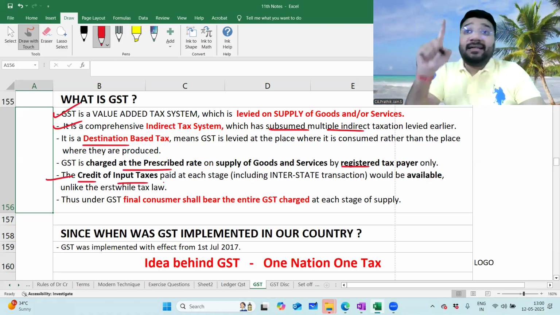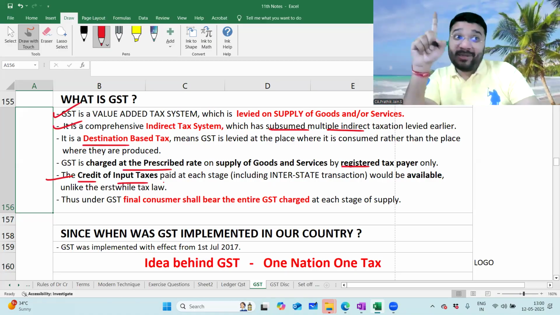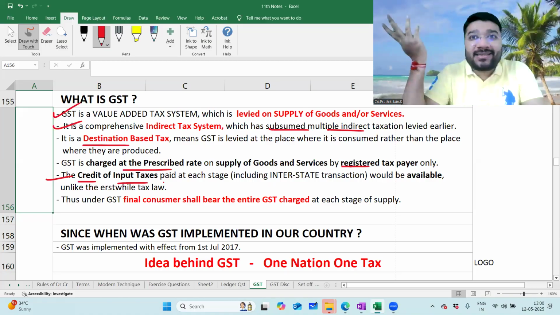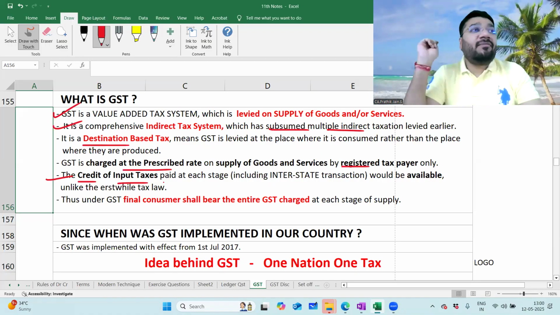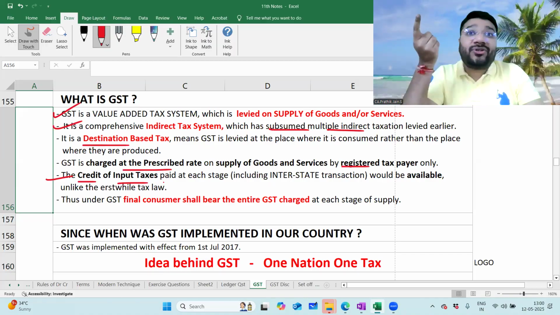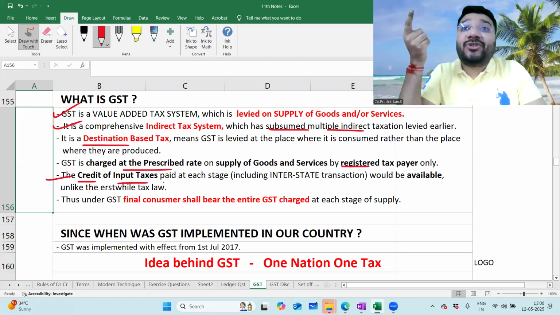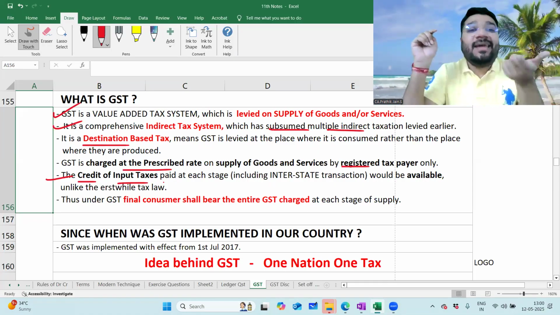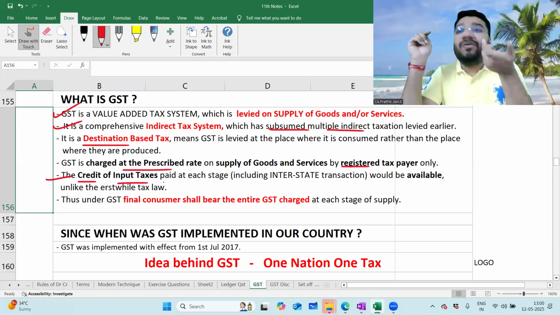The tax that the retailer paid. Actually, he's not supposed to pay, but he paid because we don't know the end customer, no? So temporarily he paid with the intention to collect in future. Anything that I get in future is an asset. So that asset's name is what? Input tax. So that is called credit of input tax.